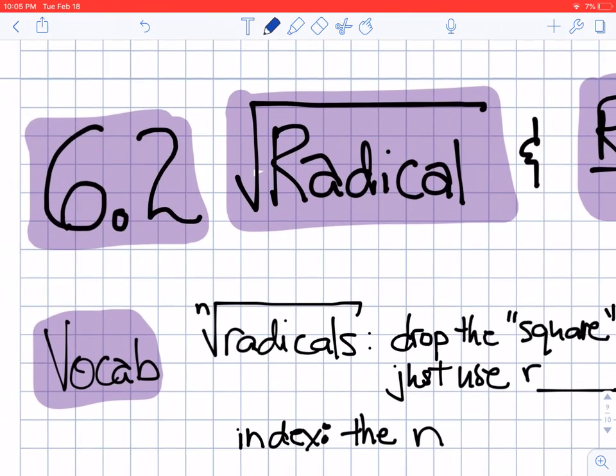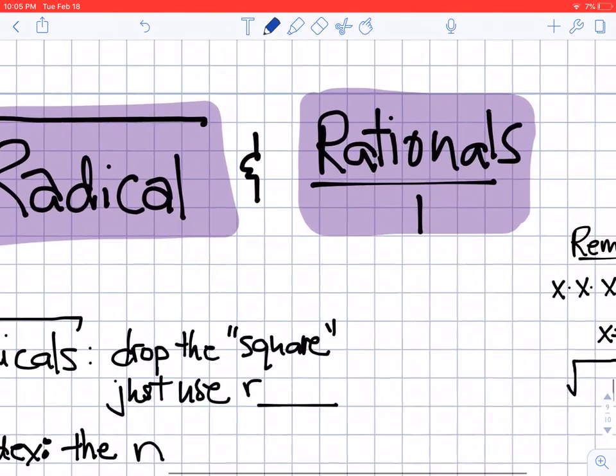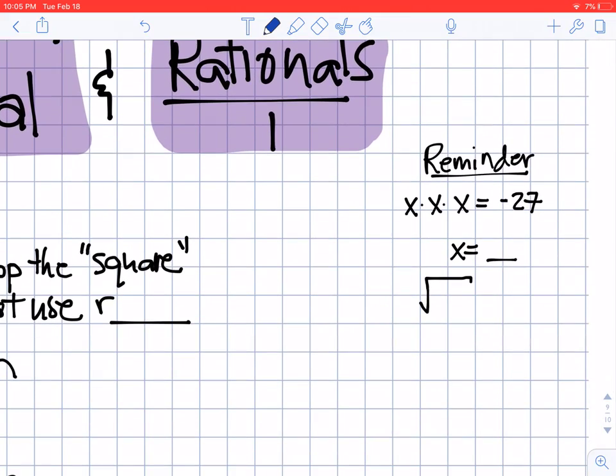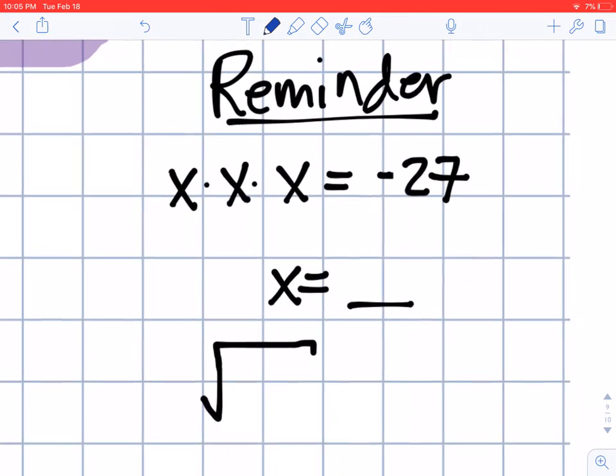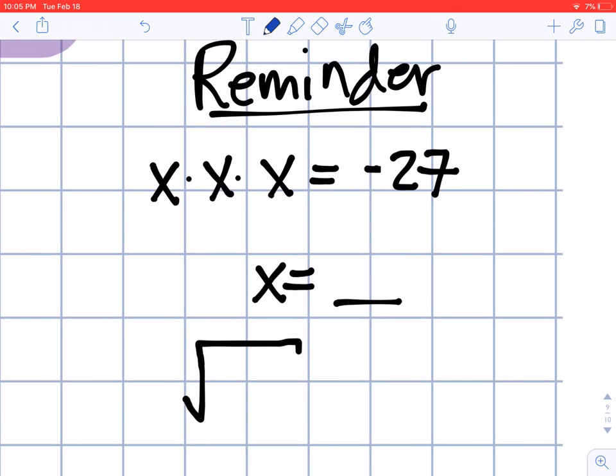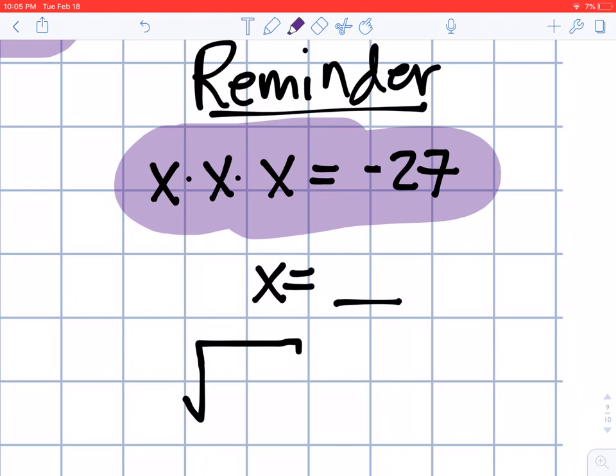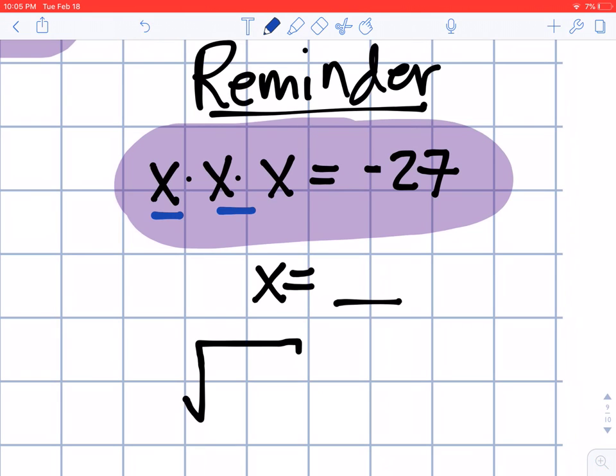6.2, radicals and rationals. Quick reminder here. Today you're going to be solving a lot of problems that don't look like this, but are this. In other words, we're looking for a number x such that when I multiply that number by itself 3 times, I get negative 27.